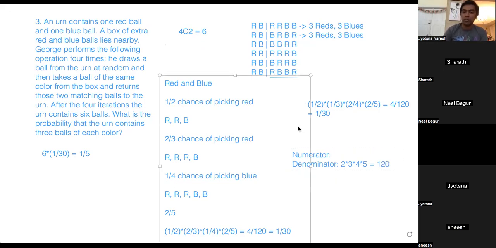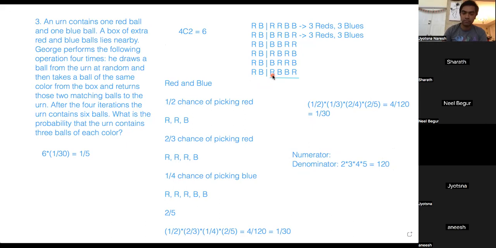Now let's think about the numerator. What is the numerator of the first one here? What will it always be? 1. Why?